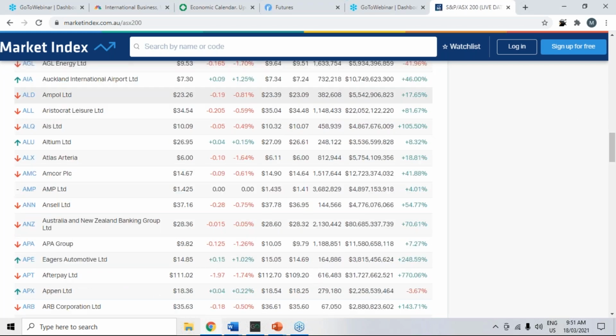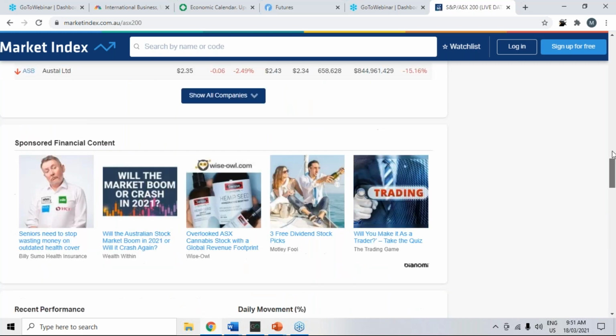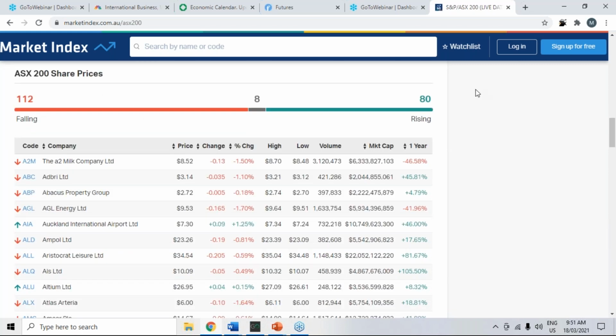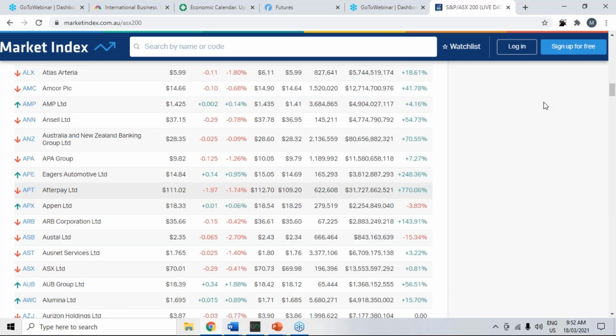Okay, so if we look at what's not working, we can see straight away ANZ slightly down, not significantly so. Oops, you can't see that because I haven't let you see it yet. Sorry. Okay, let's just try this again. Oh, yes, we are showing it. Okay, so we can see ANZ down a little.